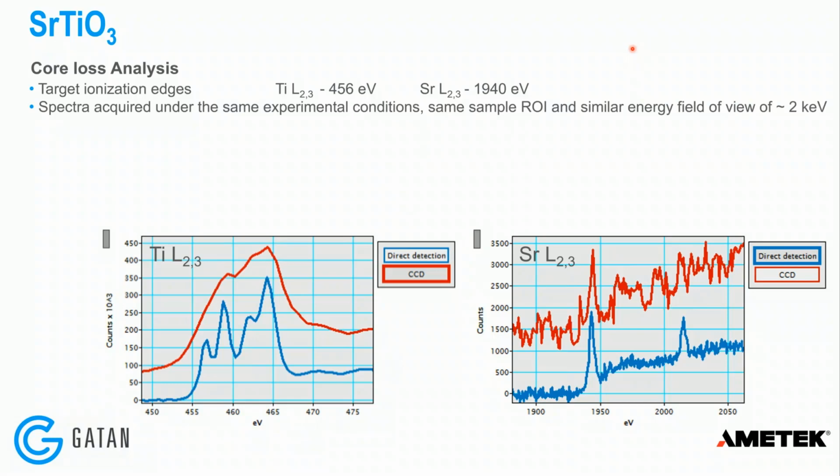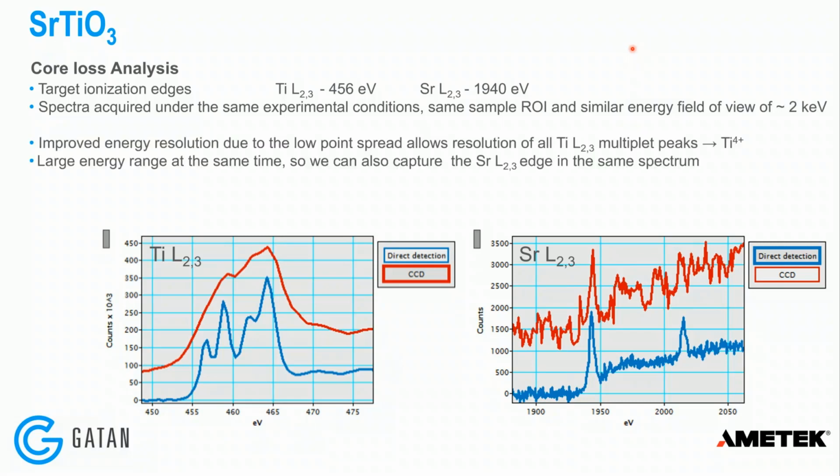So the examples that we're showing here, the spectra are acquired under the same experimental conditions, same sample ROI, and a similar energy field of view of around 2K eV. If we look at the spectra, there are very clear differences here.